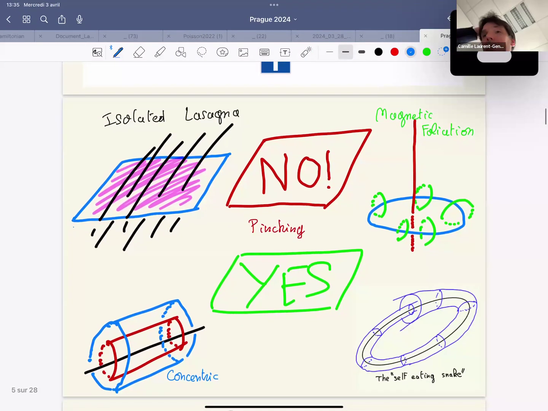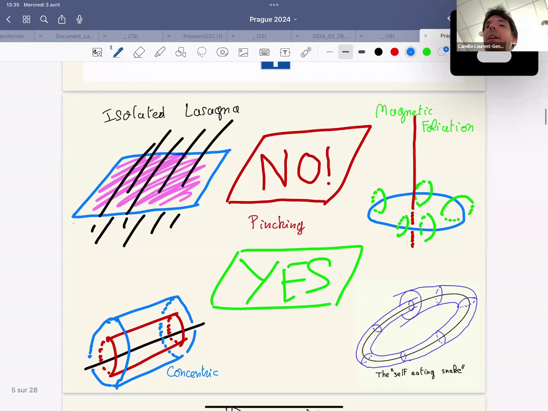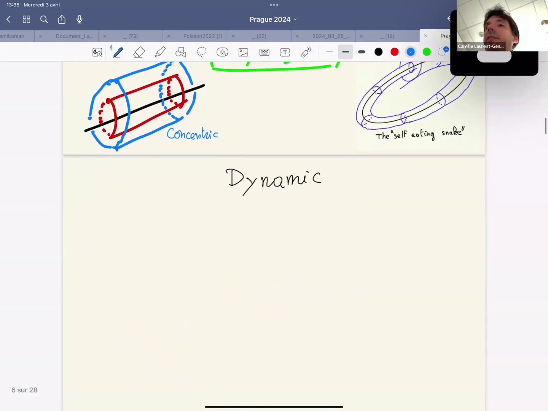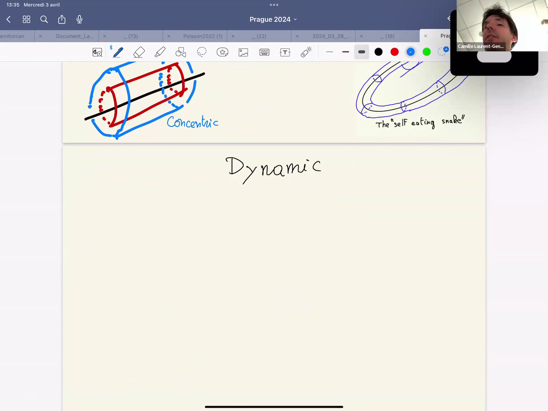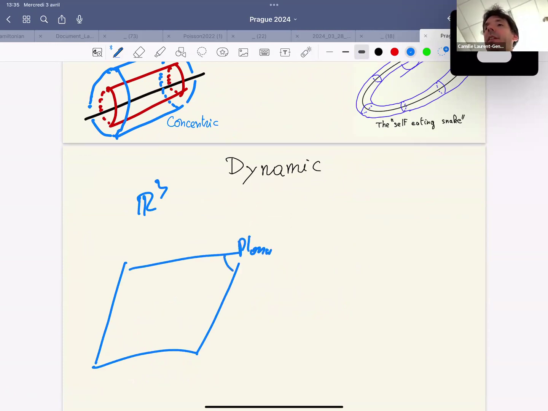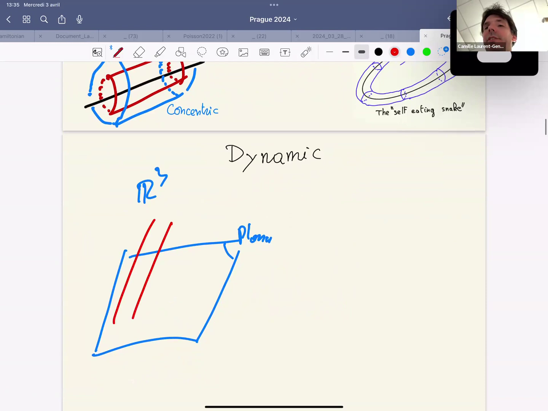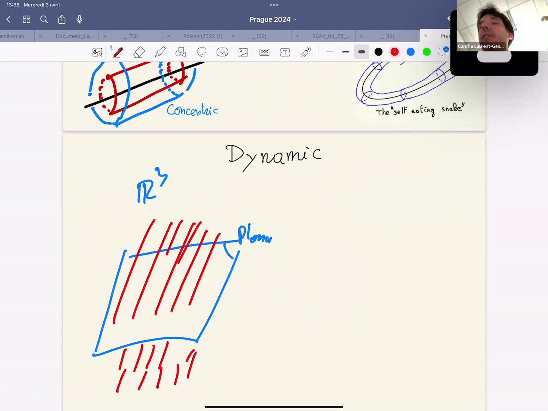Well, what is the problem with that? The problem with this definition is that you have too many examples that you don't want to see. What you don't want to see, for instance, is what we call an isolated lasagna, which means you are in R^3. You have one leaf, which is a horizontal plane, and the other leaves are just straight lines. So like an isolated lasagna in a spaghetti dish.